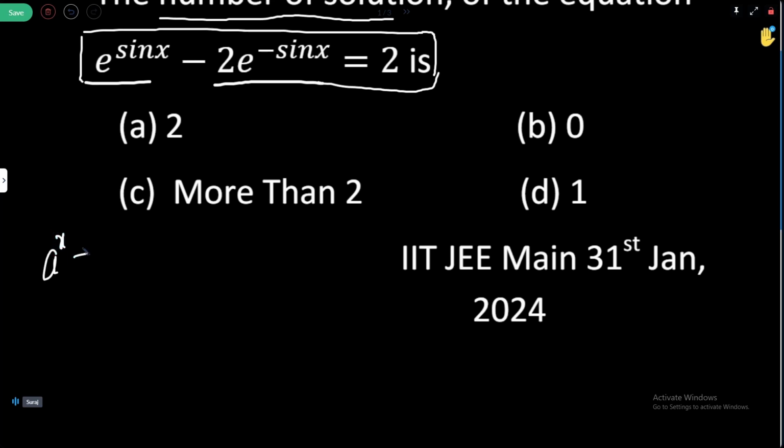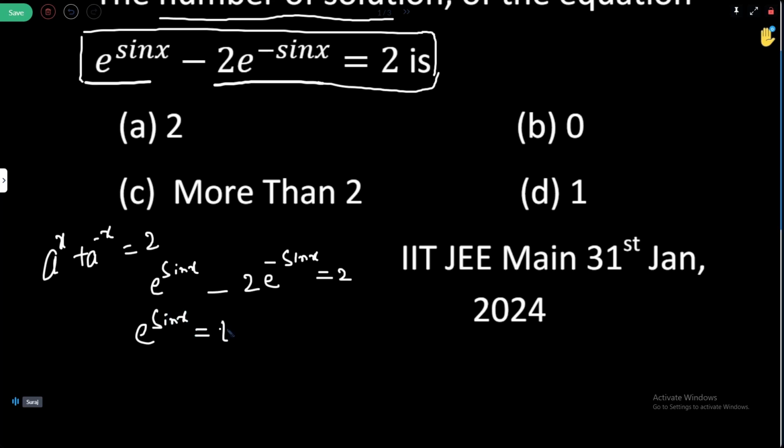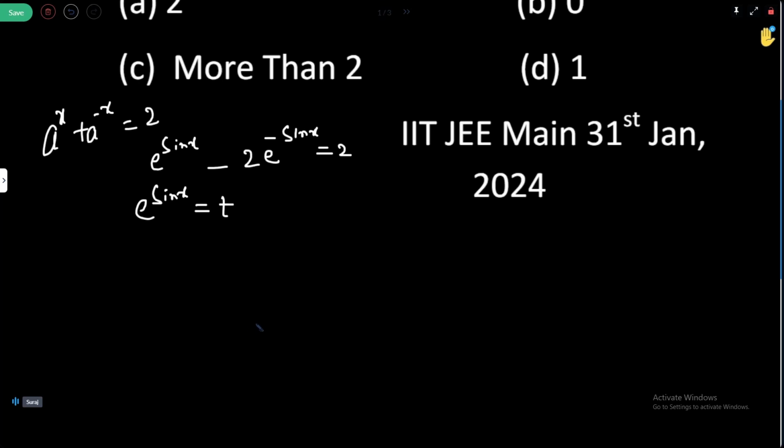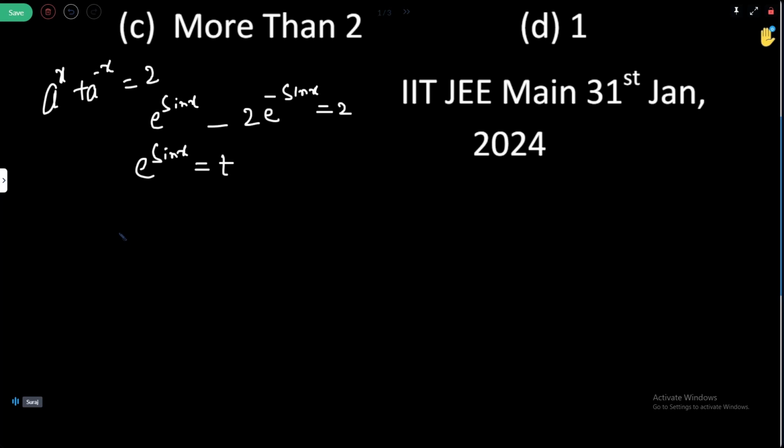a to the power x plus a to the power minus x equals 2. In this question, e to the power sin x minus 2 into e to the power minus sin x equals 2. This is your given equation. Just put e to the power sin x equal to t. Then the equation becomes t minus 2 by t equals 2.